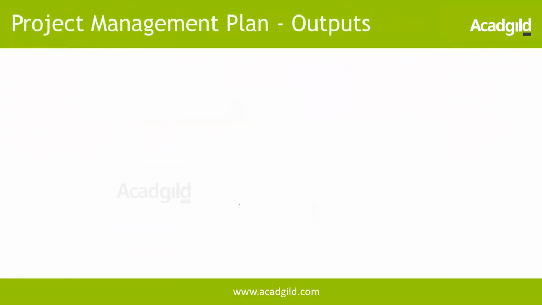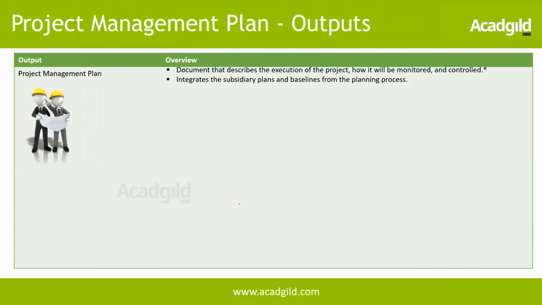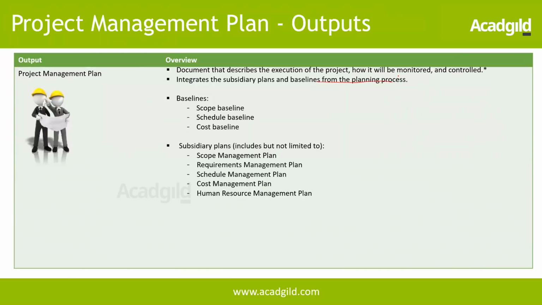The output is going to be the project management plan, which is a document. It talks about how the project will be executed, how the project will be monitored, how the project will be controlled, and how the project will be closed. Then it integrates all the subsidiary plans and baselines from the planning processes. These are the 3 baselines, which you've already seen: the scope baseline, the schedule baseline, and the cost baseline. And the subsidiary plans, I've limited to only a few here.